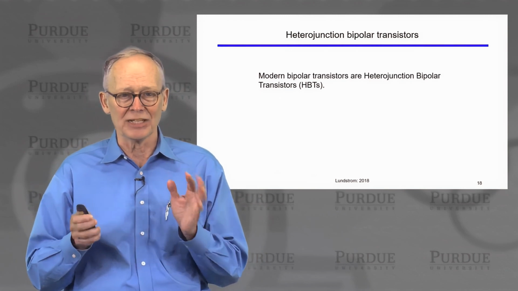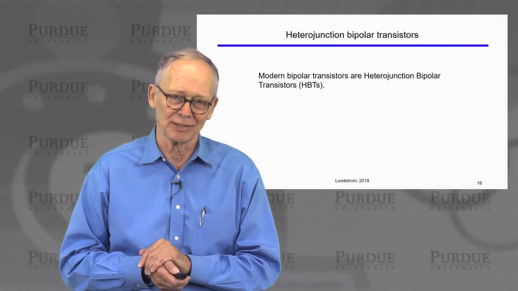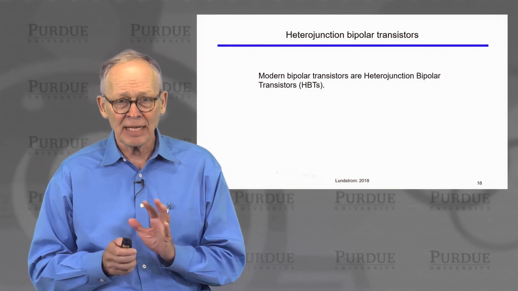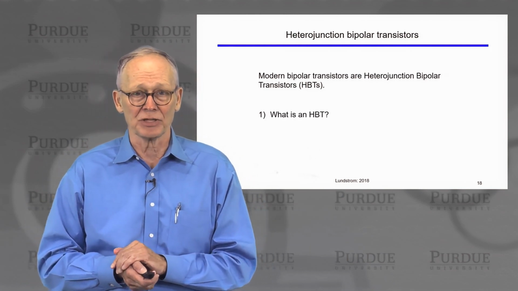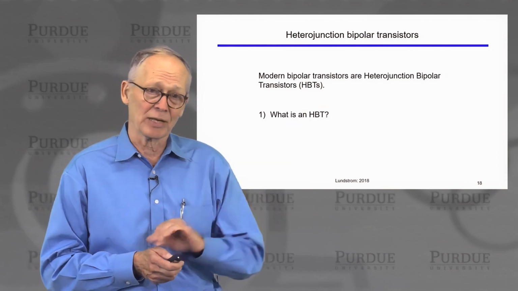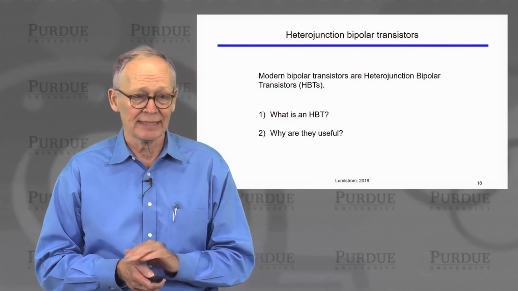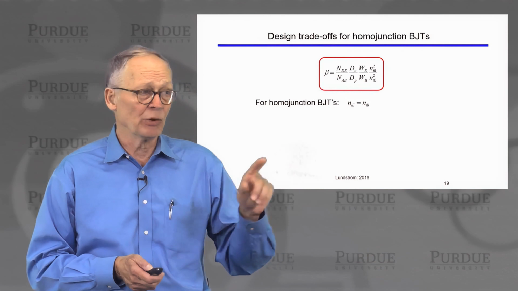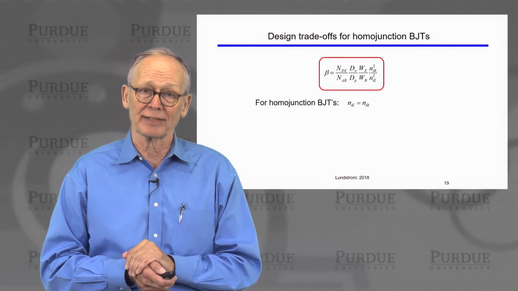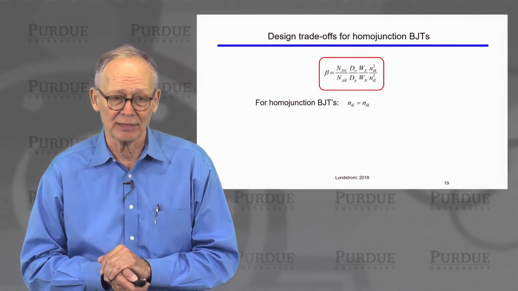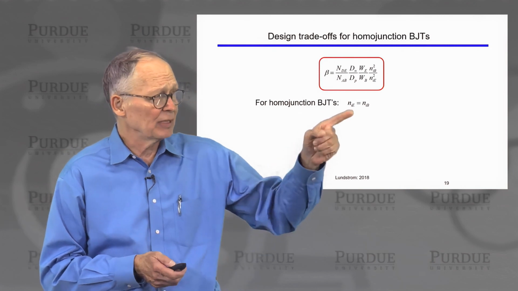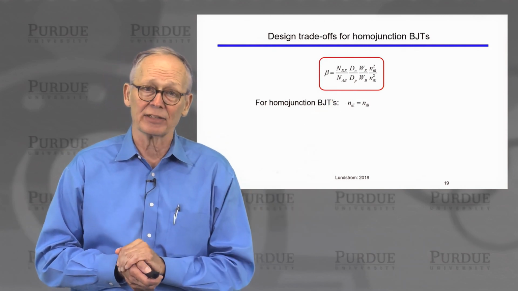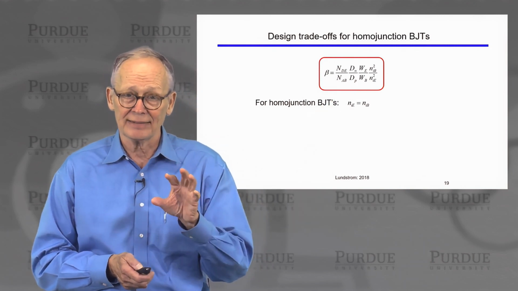Well, what is an HBT? That's what we want to talk about in the rest of this lecture. Modern transistors are all heterojunction bipolar transistors, so I want to explain what an HBT is and why they are useful, and we can do that by going back to the simple expression for the common emitter current gain that we developed. If we look at that, we see a ratio of intrinsic carrier concentrations in the base to that in the emitter.